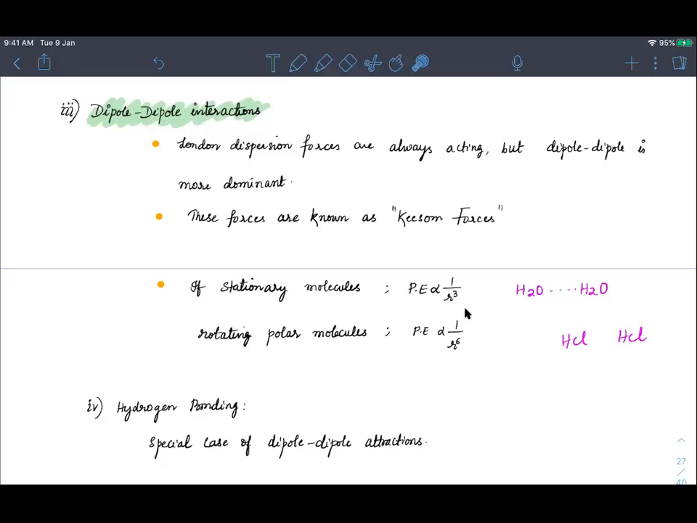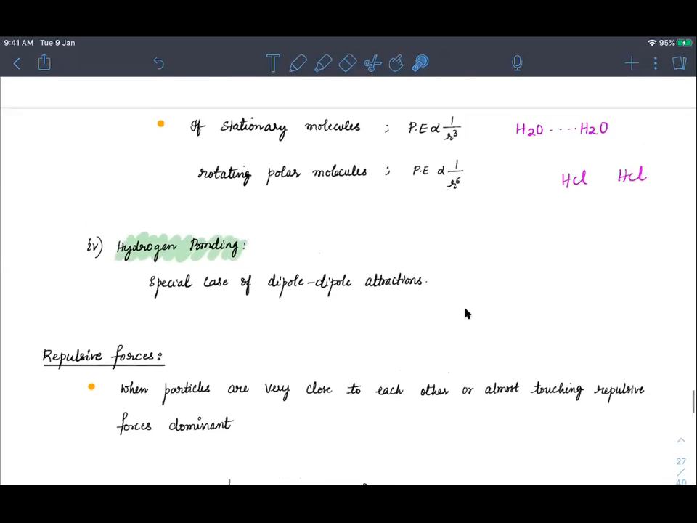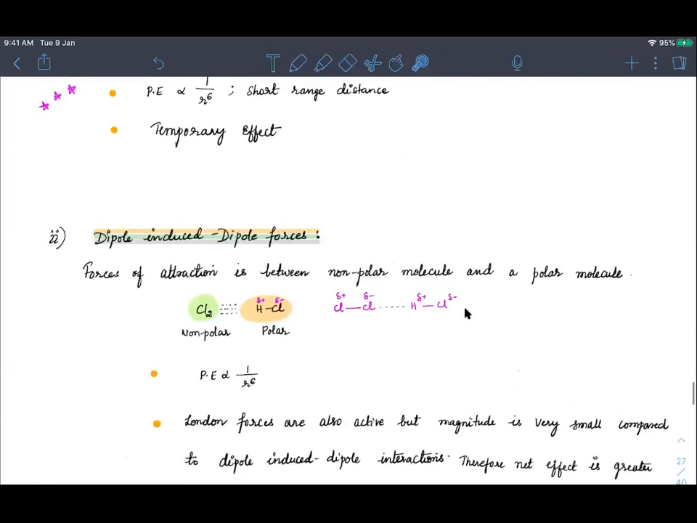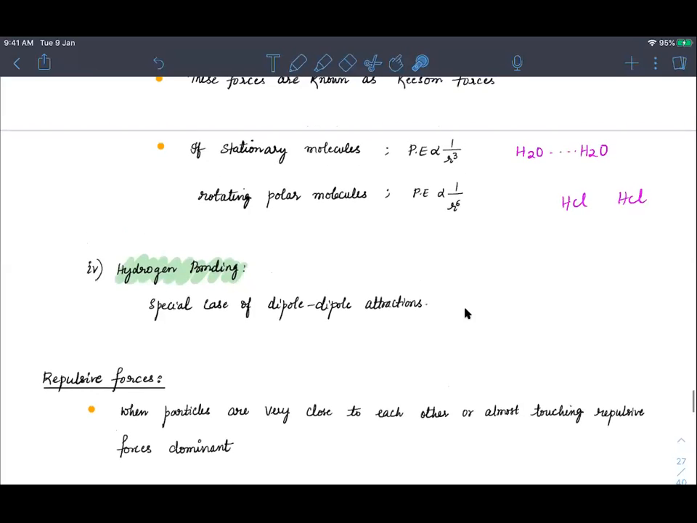Okay. Check this. Hydrogen bonding is definitely a special case out of all of them, which will have very, very high interaction between the particles. All right. This minimum information, I think all of you must have. We could discuss a lot of things, but I don't think more than this is required.